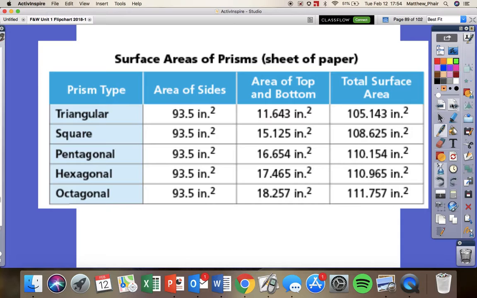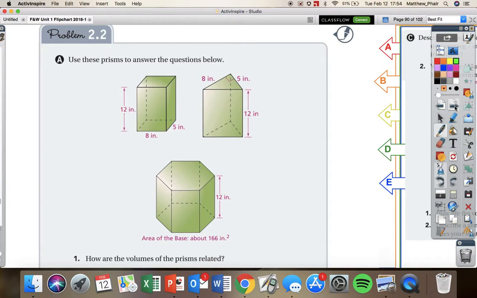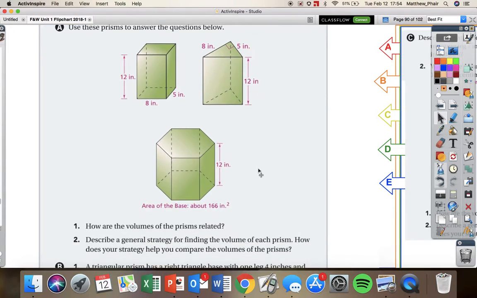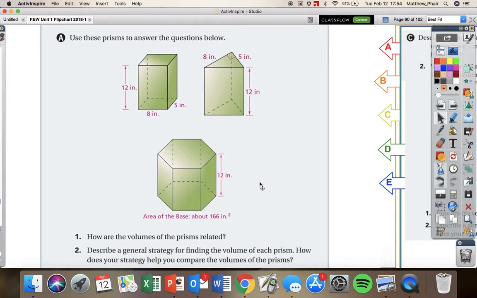Here's that chart again, looking at surface areas, looking at areas on top and bottom. All right, so let's go ahead and check out A. Go ahead and pause the video. Work on A1 and 2. 2 I kind of gave to you already. And then the next video will show how to solve these.